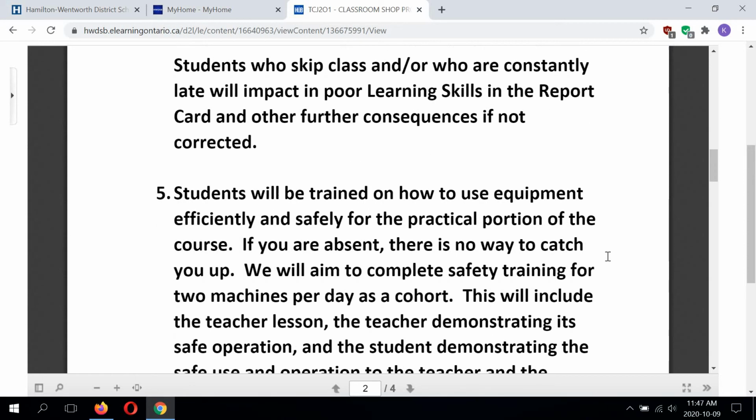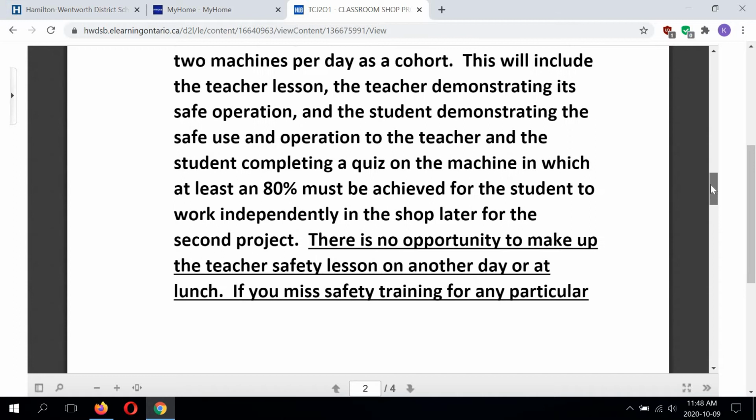Now we're going to talk about student absenteeism. And number 5, students will be trained on how to use equipment efficiently and safely for the practical portion of the course. If you are absent, there is no way to catch you up. We will aim to complete safety training for 2 machines per day as a cohort. This will include the teacher lesson, the teacher demonstrating its safe operation, and the student demonstrating the safe use and operation to the teacher, and the student completing a quiz on the machine in which at least an 80% must be achieved for the student to work independently in the shop later for the second project.